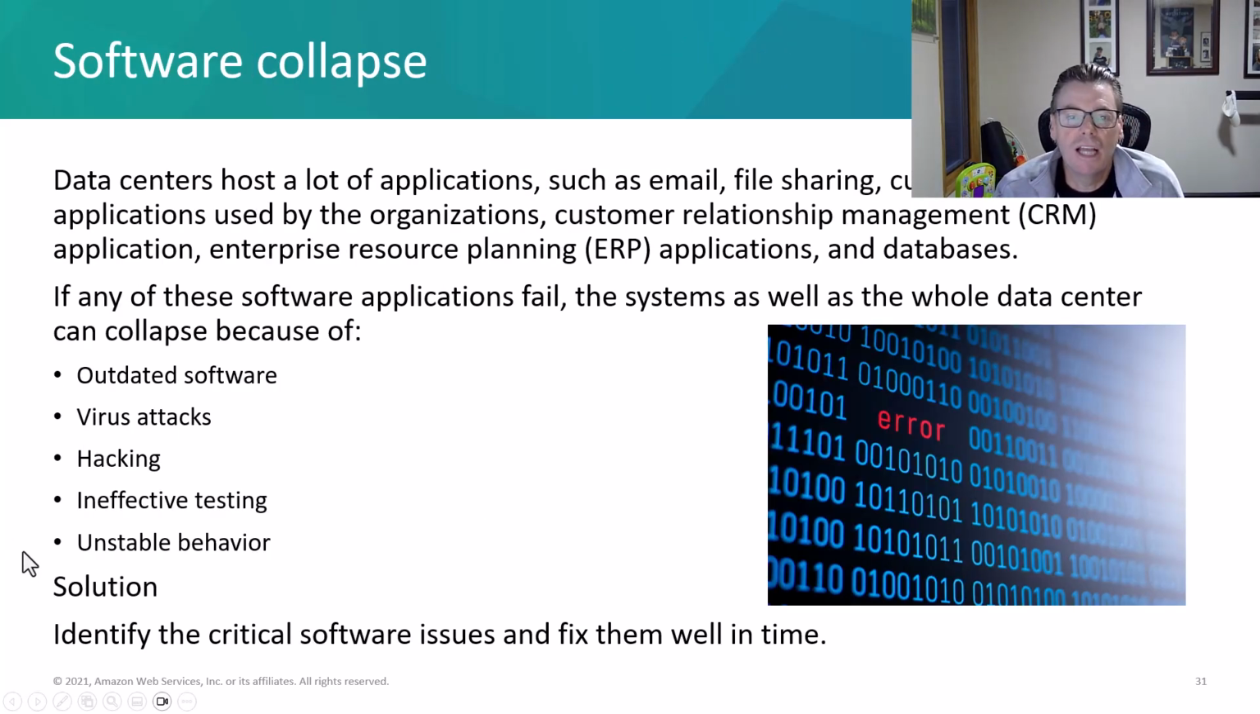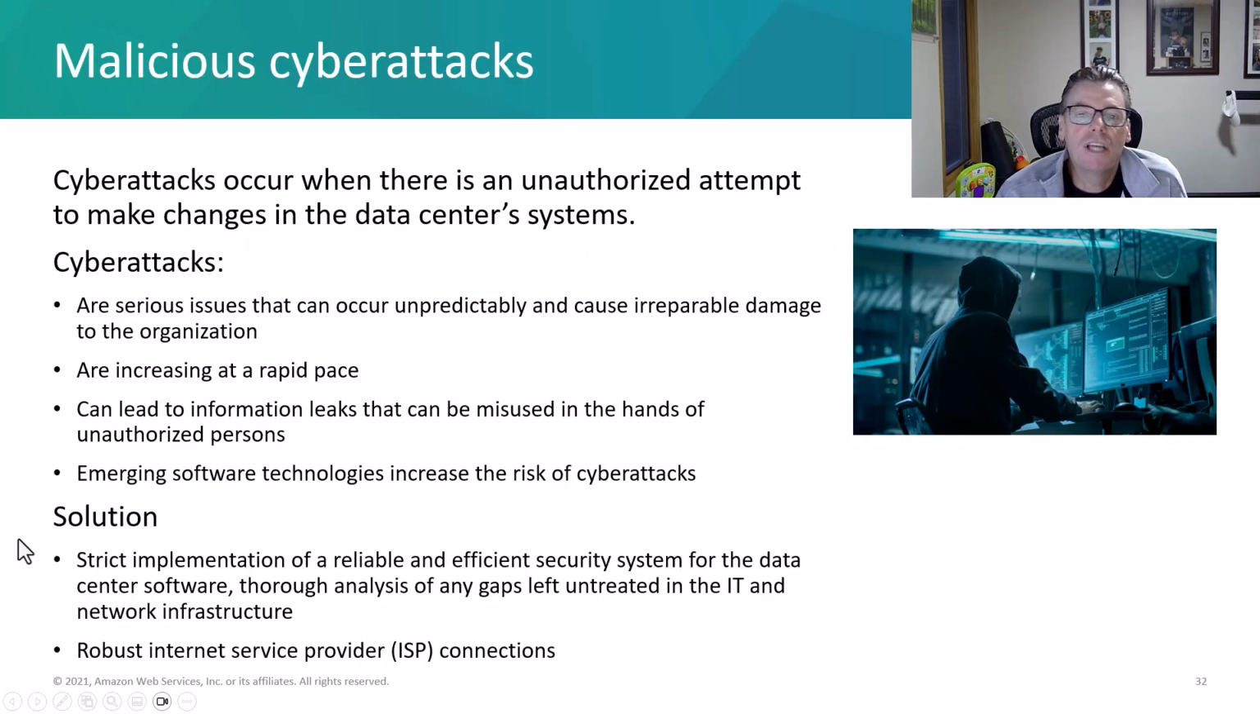All right, software collapse tells us that data centers are going to have a lot of applications running. And if one of those applications fail, that could cause the whole data center to have a trickle down impact. Here's a list of issues that we could run across. Basically, what they're saying is, hey, know what software you're running, patch it, fix it, make sure everything is running smoothly and correctly.